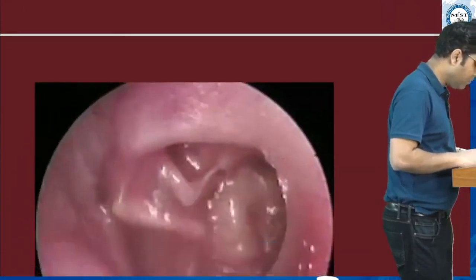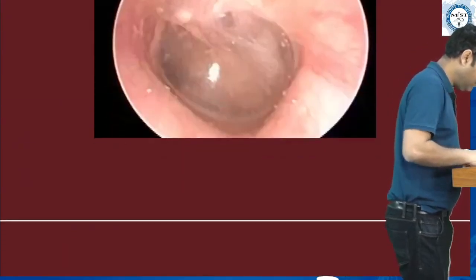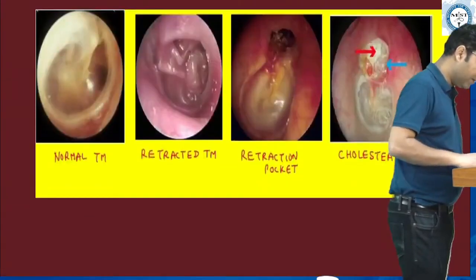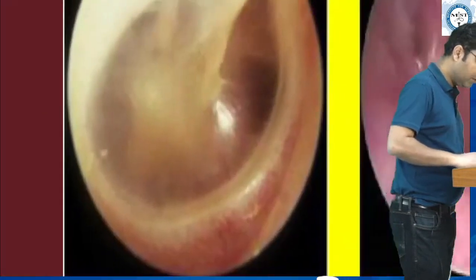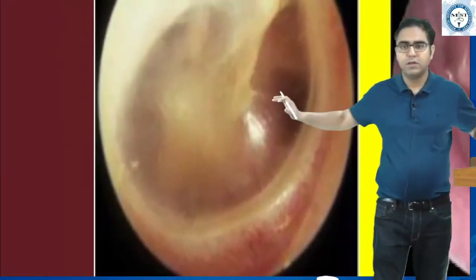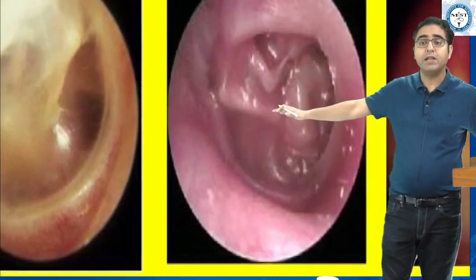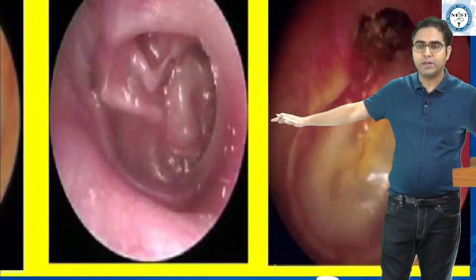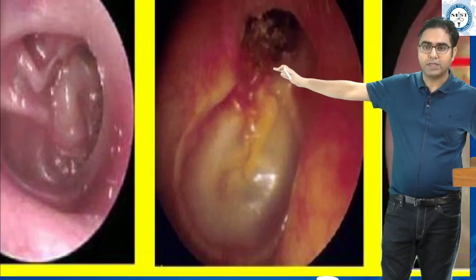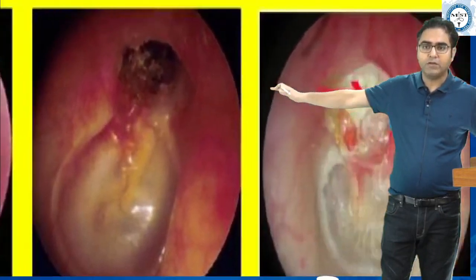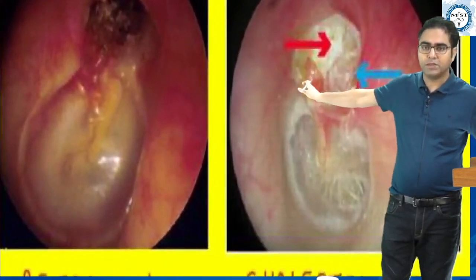Look at the screen, everyone. See this story, beta. What is this? This is a normal tympanic membrane. What is this, beta? Retracted tympanic membrane. The story continues. What is this, beta? Retraction pocket. And finally, what it will make one day will be the cholesteatoma.